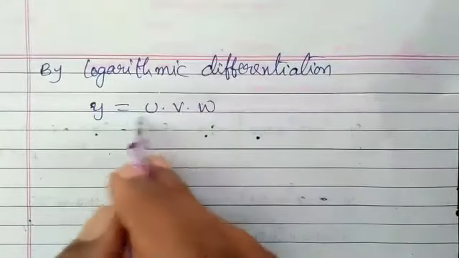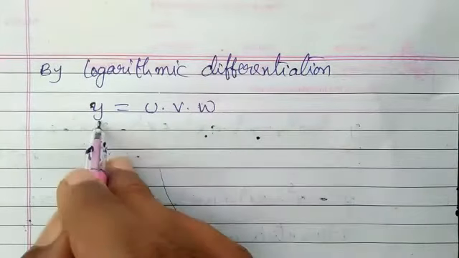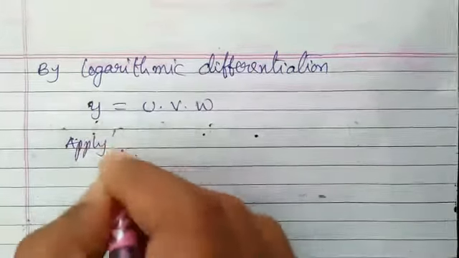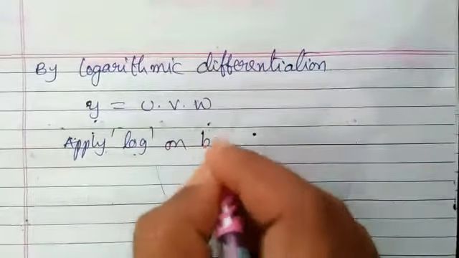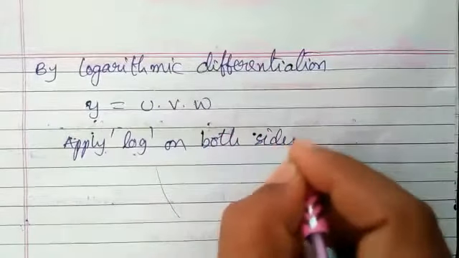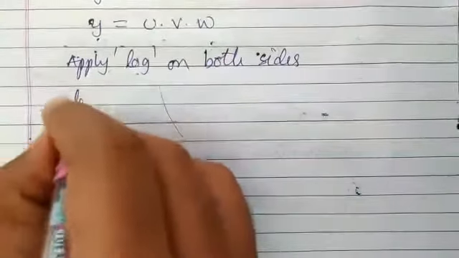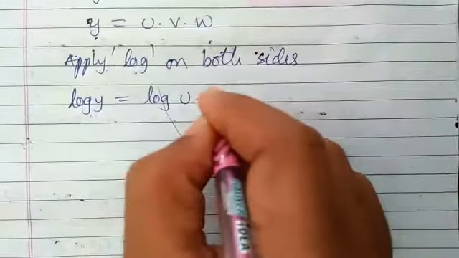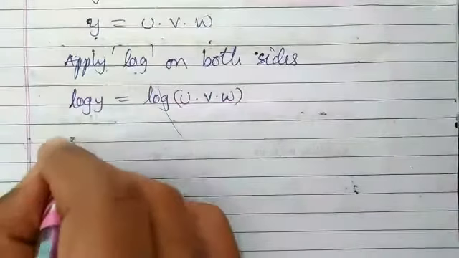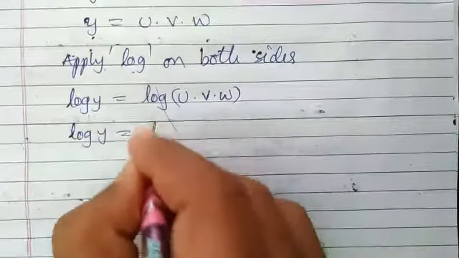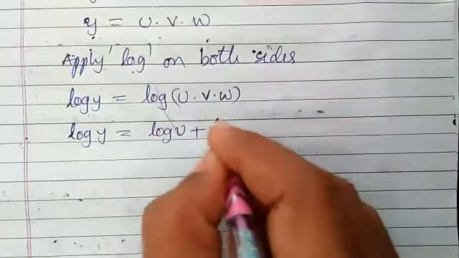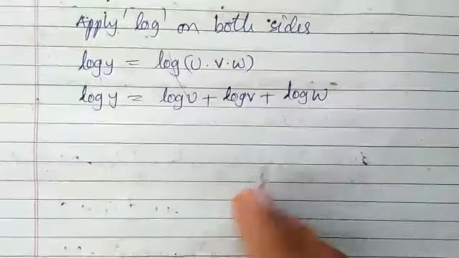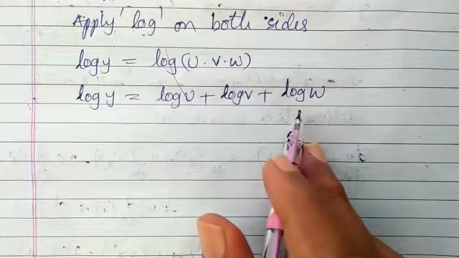By logarithmic differentiation, the function u into v into w is considered as y. Apply log on both sides. log y is equal to log of u into v into w. Next step, log y is equal to log u plus log v plus log w.